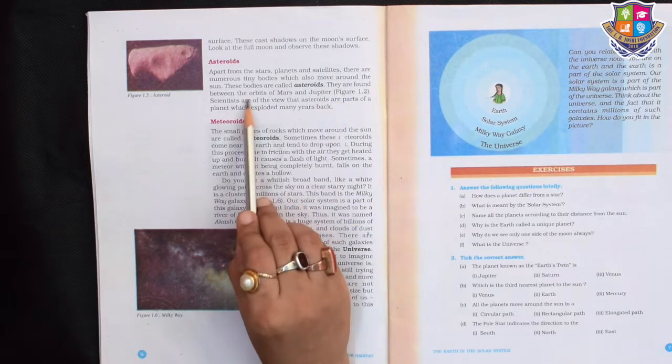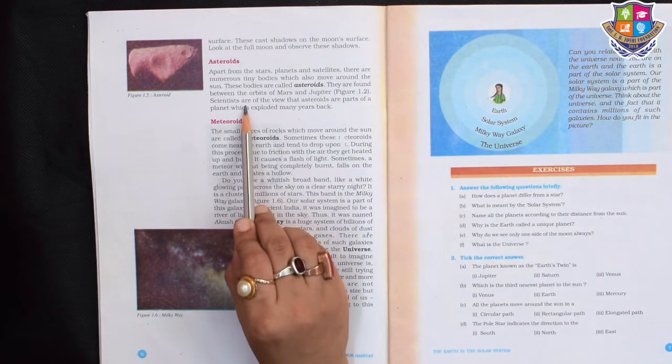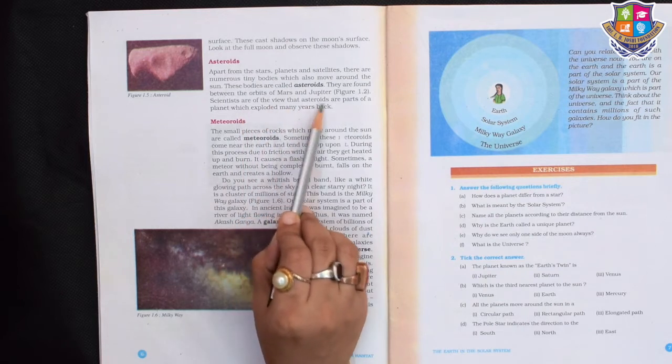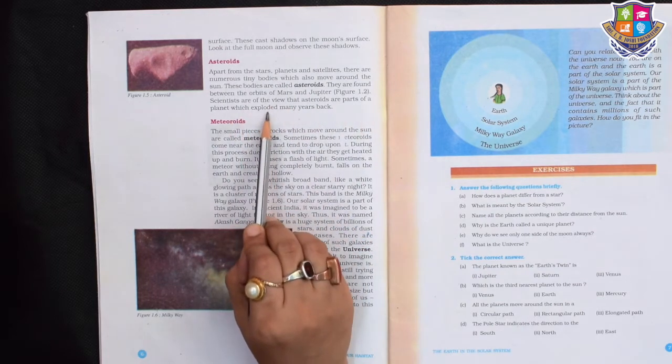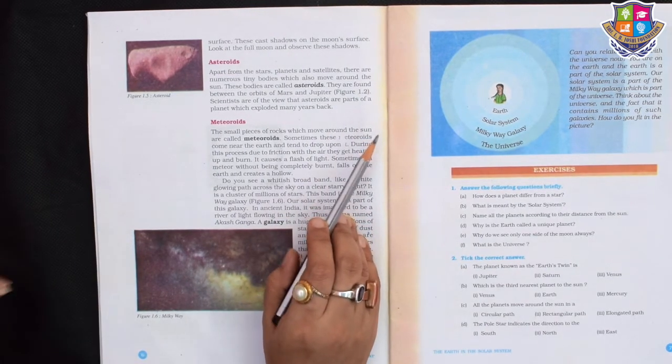They are found between the orbits of Mars and Jupiter. Scientists are of the view that asteroids are parts of a planet which exploded many years back. So they are also parts of planets.